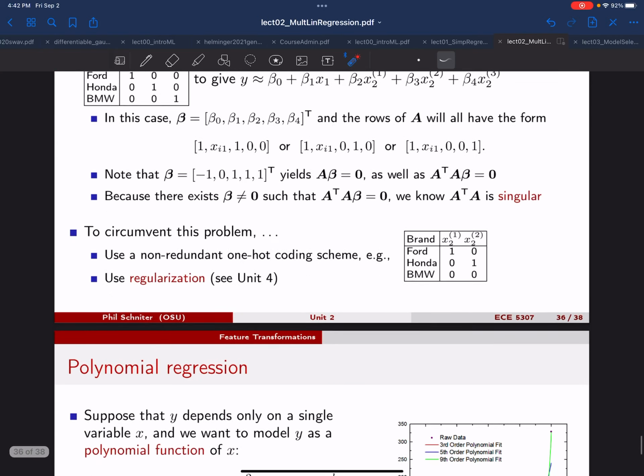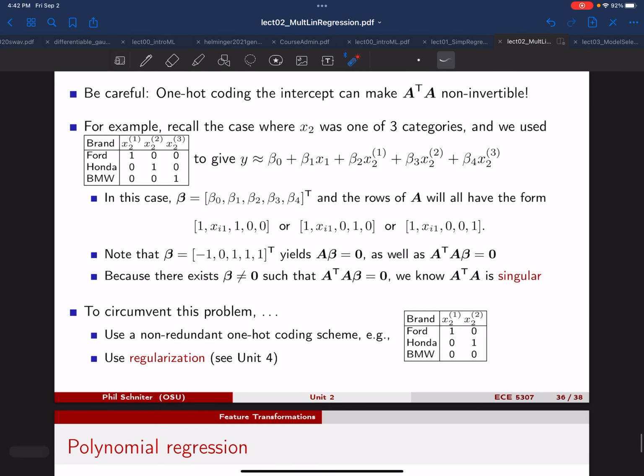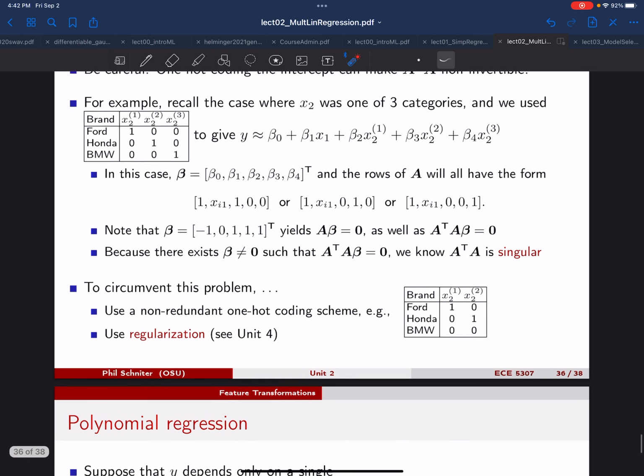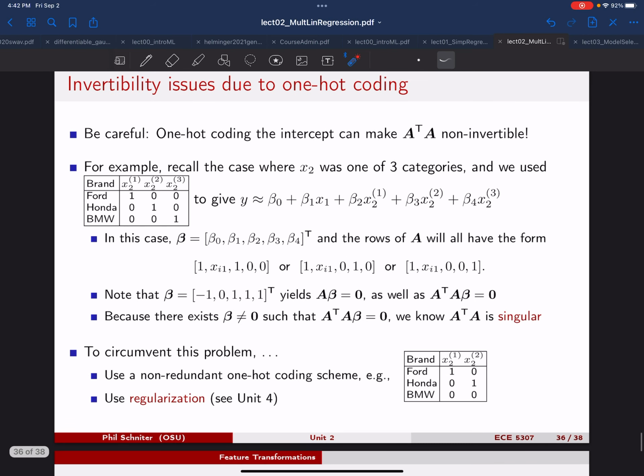There's another way of curing the problem, which we'll talk about in Unit 4, which is to use what's called regularization, like L2 regularization or something. And that's another way to protect against situations where the data you're given is just not invertible. There's just no way of making this invertible, and so you have to do something to deal with this. So we're going to talk about that a little bit later. All right. Any questions on this?